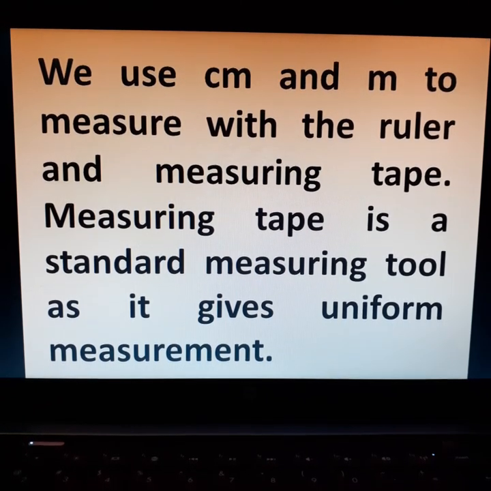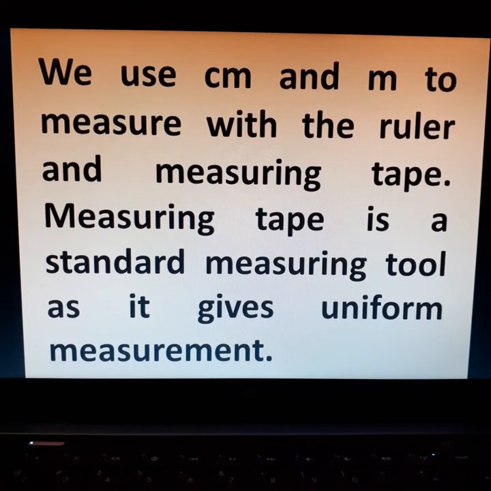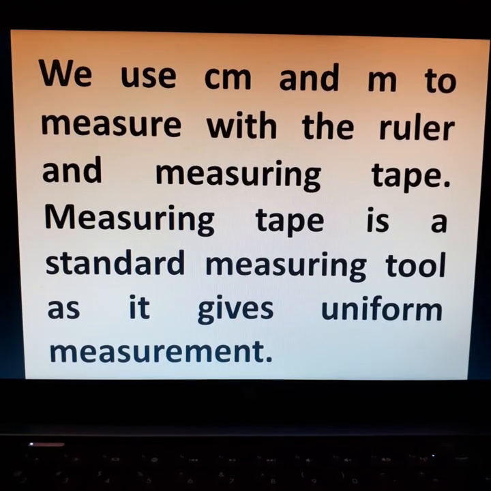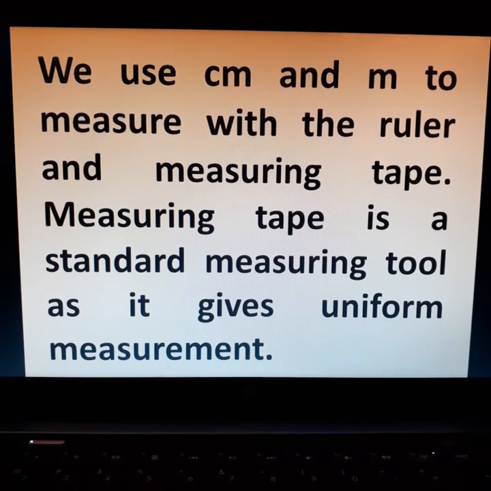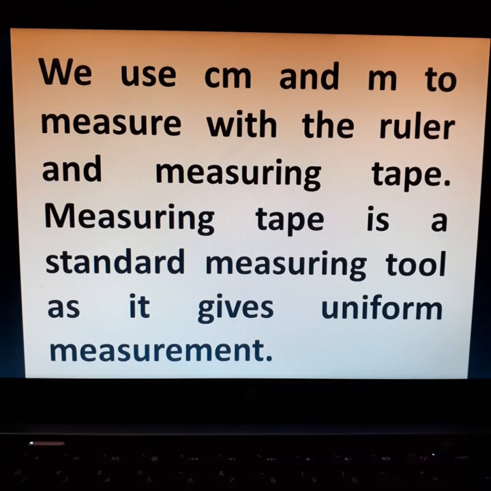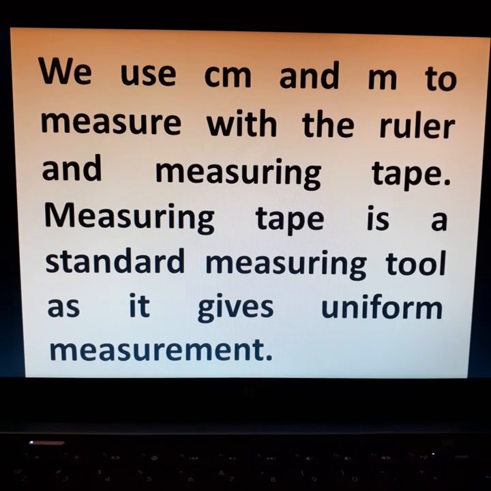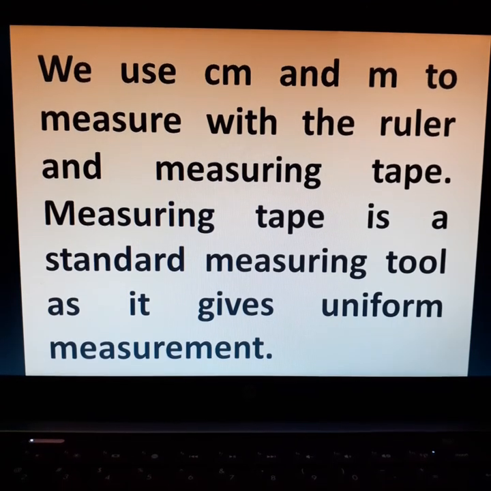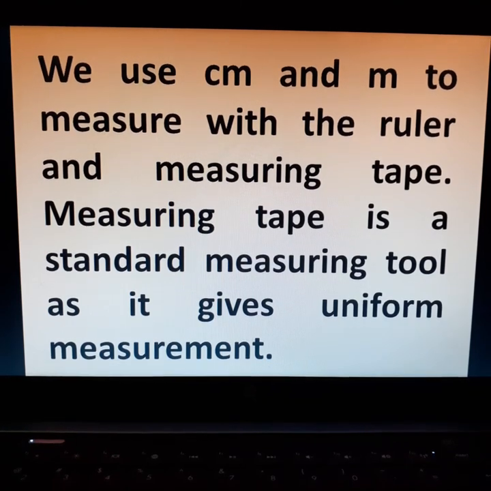Uniform measurement means, suppose you have taken the measurement of a table with the help of a measuring tape, and suppose your father has taken the measurement of the same table with the help of a measuring tape, the readings will be accurate, the readings will be the same. There are no chances of variation, as we have observed in the handspan. Due to the handspan, the variations are there. That's why we always say that standard measuring tools always give us uniform measurement.